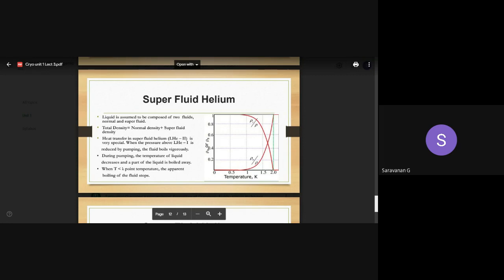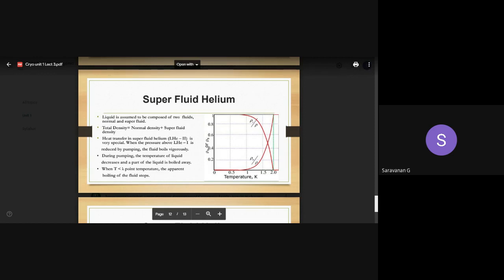The heat transfer in superfluid helium is very special. When the pressure above liquid helium 1 is reduced by pumping, the fluid starts to boil. As you know, as the temperature decreases from helium 1, it then becomes liquid helium 2. The pressure above liquid helium 1 is reduced by pumping, and it starts boiling. During this pumping, the temperature of the liquid decreases, and a part of the fluid is boiled away from the system. So when the temperature is less than the lambda point temperature, the boiling stops.